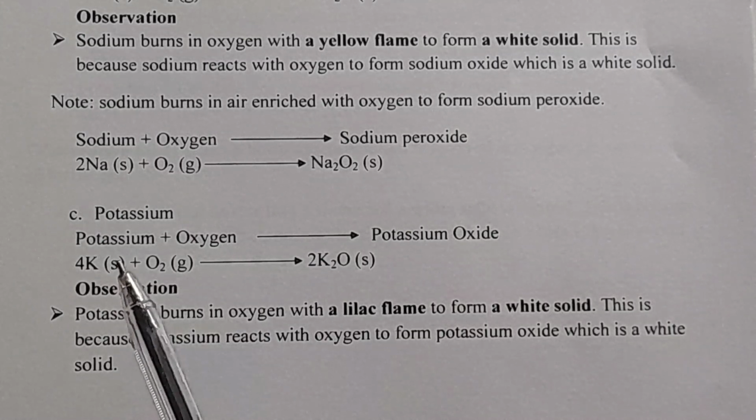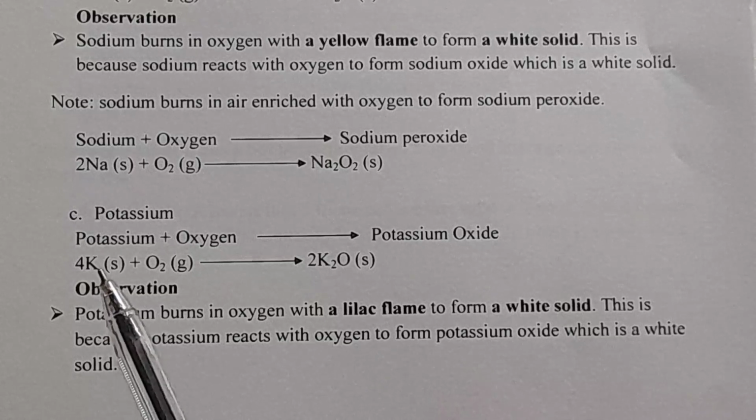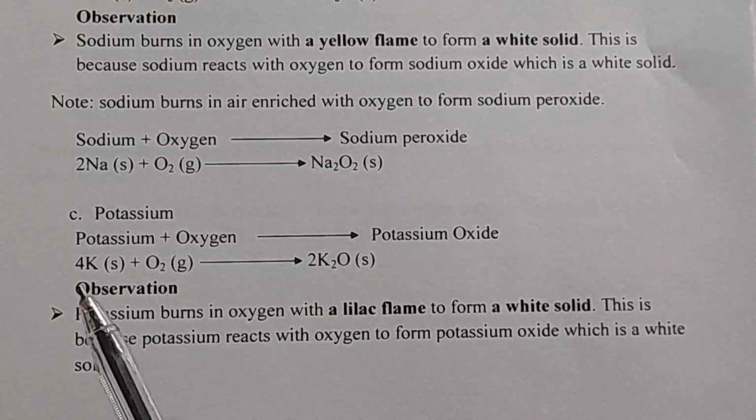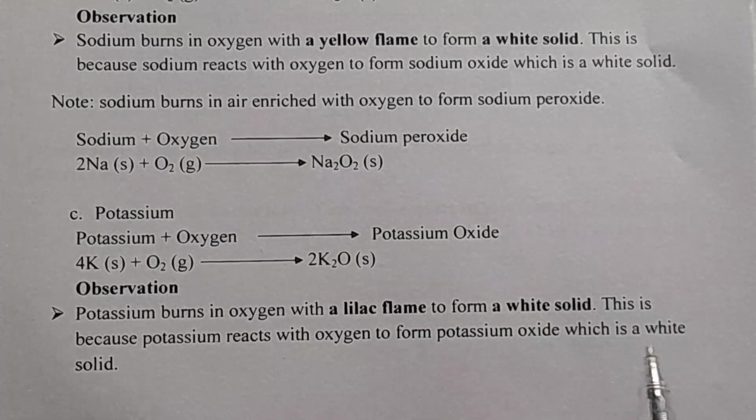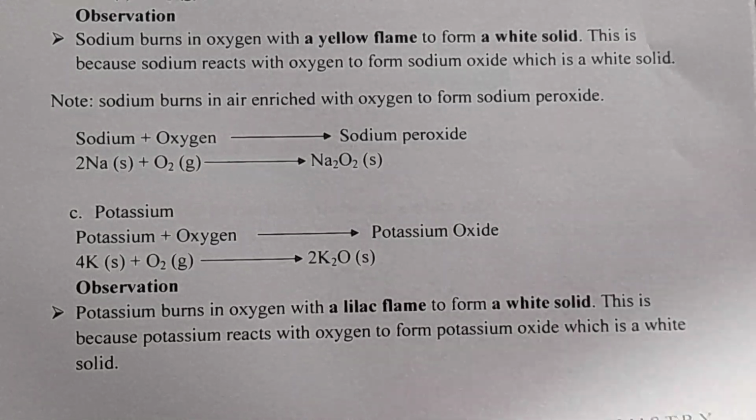That means they have 1 electron in their outermost energy level, which makes them have similar chemical properties. So the observations made: potassium burns in oxygen with a lilac flame to form a white solid, and the reason is the same. This is because potassium reacts with oxygen to form potassium oxide, which is a white solid.